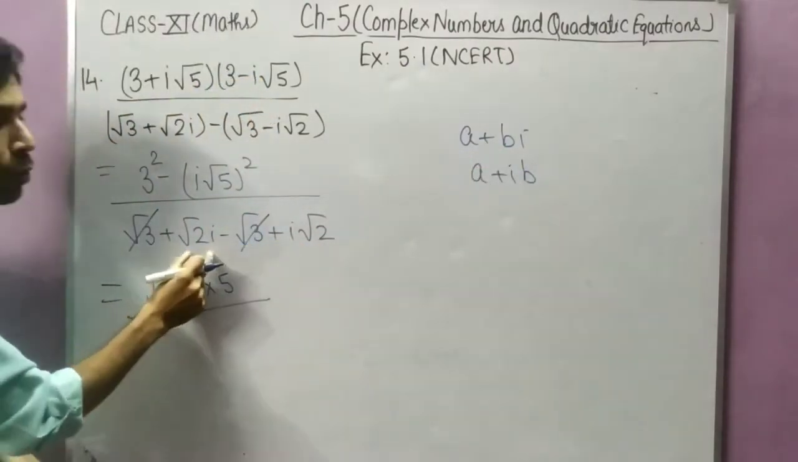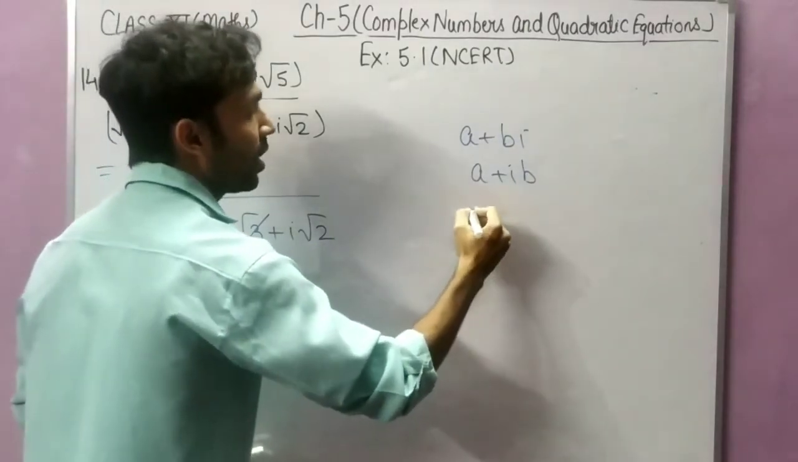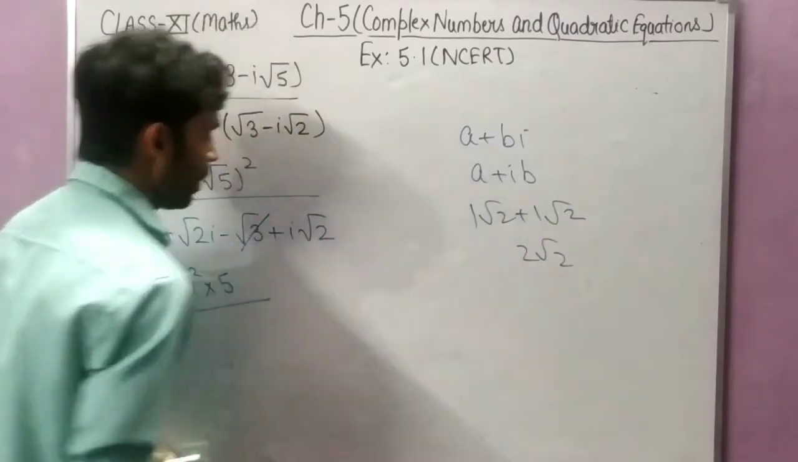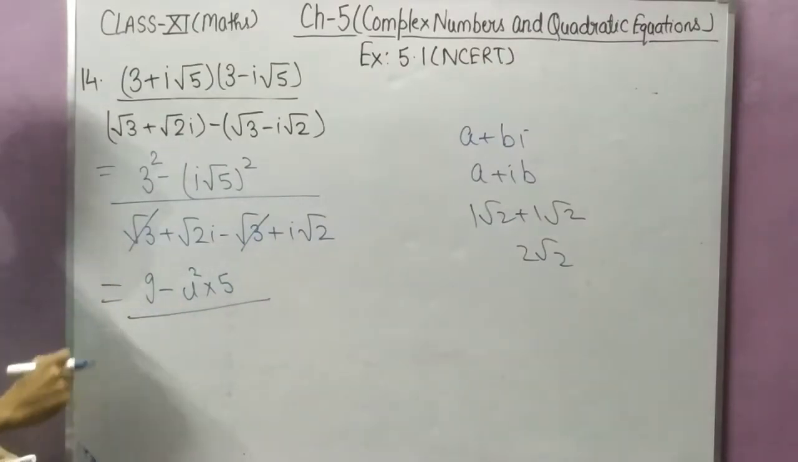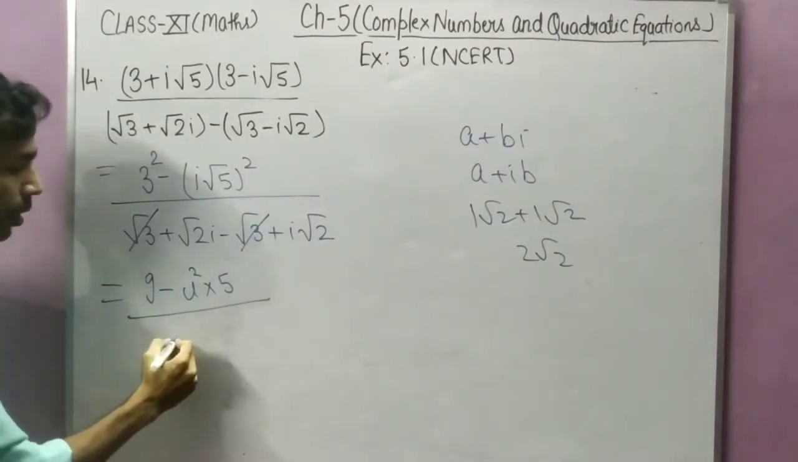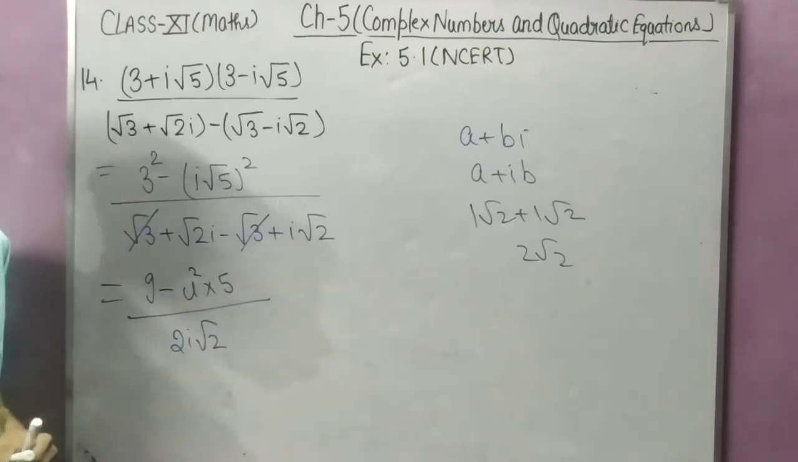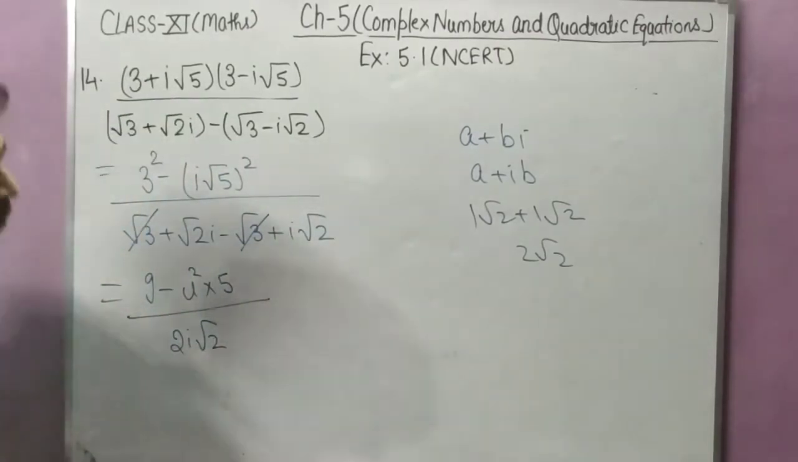So see, i root 2 and i root 2, suppose you have one expression like 1 root 2 and 1 root 2, what do you write? 2 root 2. Similarly, i root 2 and i root 2, when they both will be added, it will come 2i root 2. Okay, 2i root 2 will come. Okay, so I hope it is clear to you.